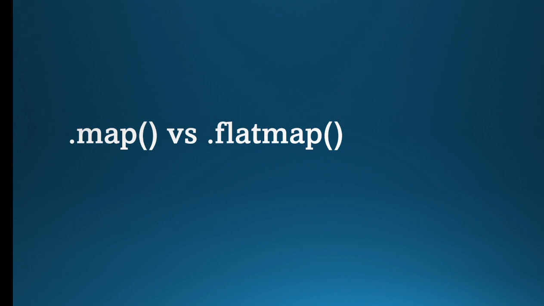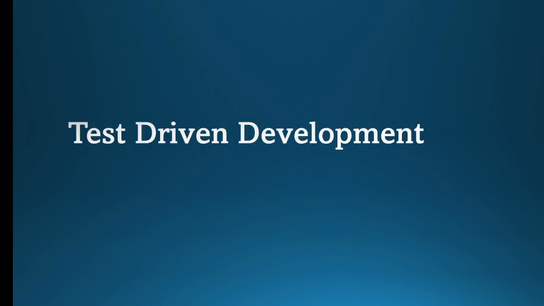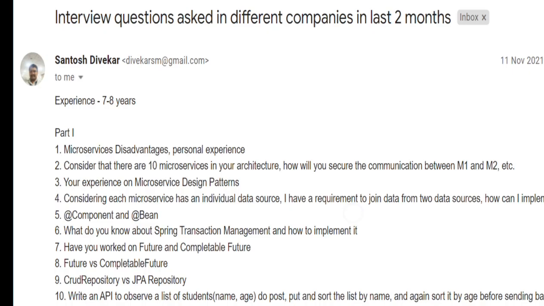Map versus flat map: in which scenarios to go with map and in which with flat map, and what flat map actually does. It flattens a list of lists or maps of maps into a single map or single list. About test driven development, this was, I believe, the last question that was asked: how it is done and how it happens. And if you see, this is the mail that we received on 11th November 2021.